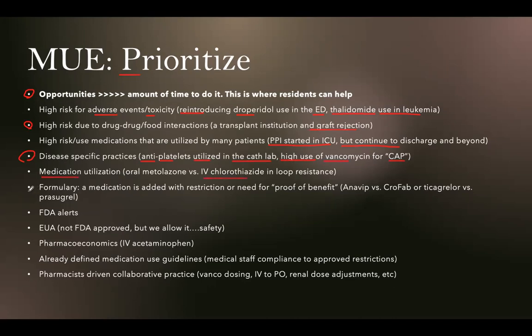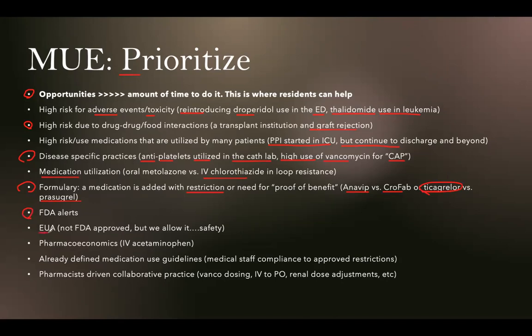We talked about that. Formulary medication is added with restrictions. Do we need to follow up to make sure the restrictions are followed? And number two, that the anticipated benefit based on review of the literature is what we're seeing in our patients. And that would be, I use Anavip versus CroFab, maybe ticagrelor versus prasugrel. There's a reason why your cath patients are all getting loaded with ticagrelor, but then they'll go home on clopidogrel, depending on the situation. FDA alerts, sometimes that will excite an MUE.